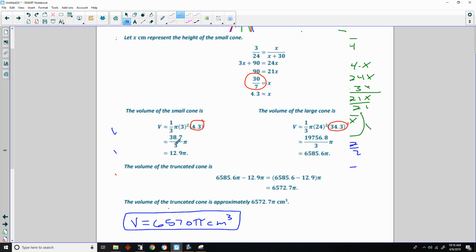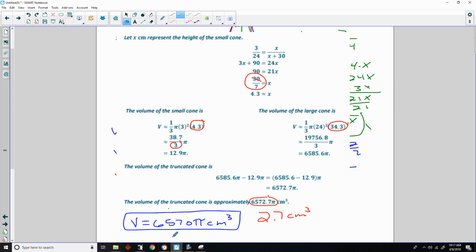And why wouldn't you when you have this 3 that would cancel this 30? Okay? And I got an exact answer of 6,570 pi centimeters cubed. What did they get? 6,572.7. They are over by 2.7 cubic centimeters. My answer is accurate. Theirs was an approximation, and they were off by 2.7 pi centimeters. And remember that that's being multiplied by pi, so that makes their answer off even more, because then you multiply this by 3.14.